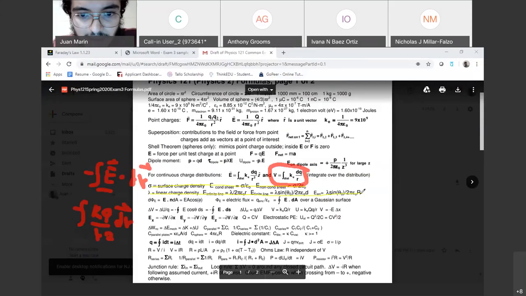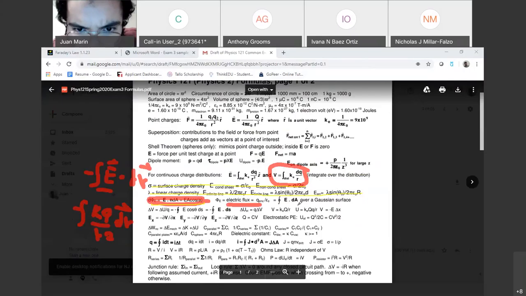You definitely don't need to know the electric field due to a conducting sheet, sigma over epsilon zero. It's probably not necessary. All of this, you don't really need it.